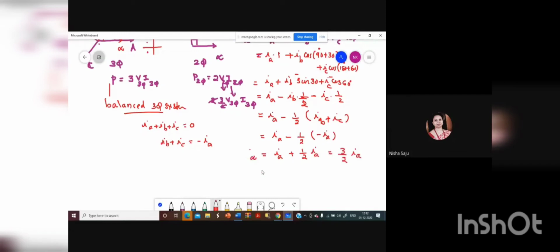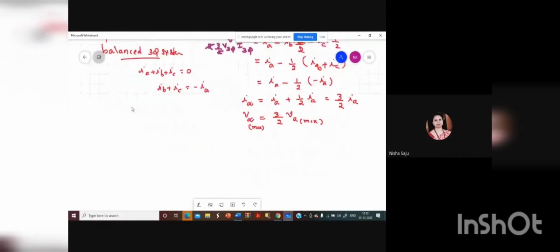The same way we can write the voltage also. V alpha will be equal to, in the same manner, you can write 3 by 2 VA. And in order to get the maximum voltage, you have to take the V alpha maximum. That's equal to VA maximum. So in order to compare with the voltage boosting level of sine pulse width modulation, here you are getting V alpha maximum is equal to 3 by 2 VA maximum. Then what is V alpha maximum? That we have already written, that is equal to VDC cos 30.